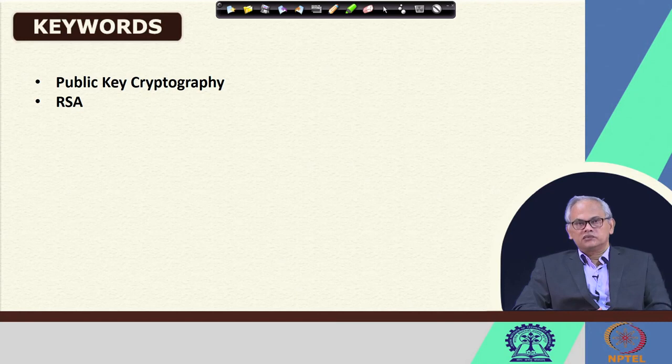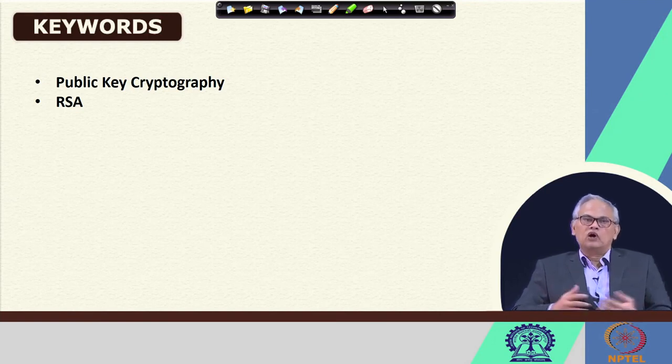The main keywords for today's lecture are public key cryptography and RSA, which is a type of public key cryptography and which is easy to understand from an application point of view, how we can make use of it in the context of blockchains. So, these are the two keywords that we will have in today's lecture.